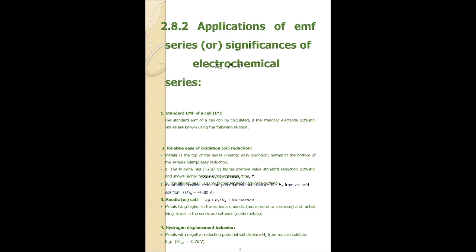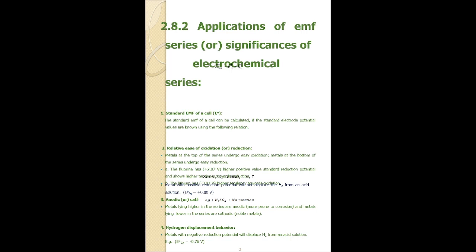If you want to determine the standard EMF, there is a formula: E naught cell is equal to E naught R minus E naught L. That means right side electrode minus left side electrode, that means cathode minus anode, is the standard EMF of the cell. The second one is relative ease of oxidation or reduction.